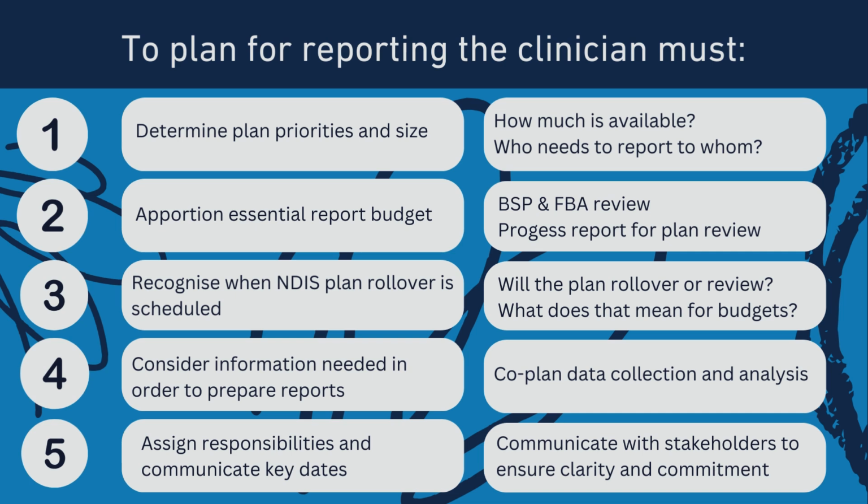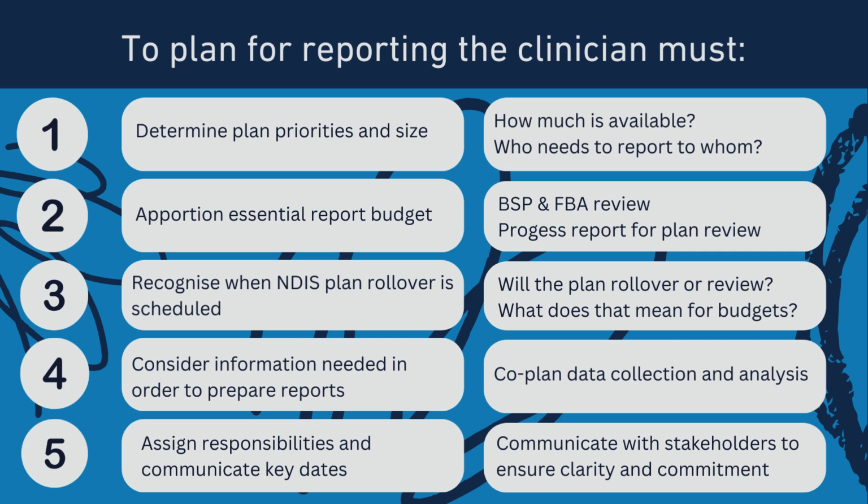Make sure that you're apportioning the essential report budget first. We must update and review the behaviour support plan and functional behaviour assessment. We must put together a progress report so that the plan review can take place. Then we need to recognise when the NDIS plan rollover is scheduled. Do we need to have an impact on that? Do we need to review the change in the plan size for the person? What other data are we going to need to collect to report forward?